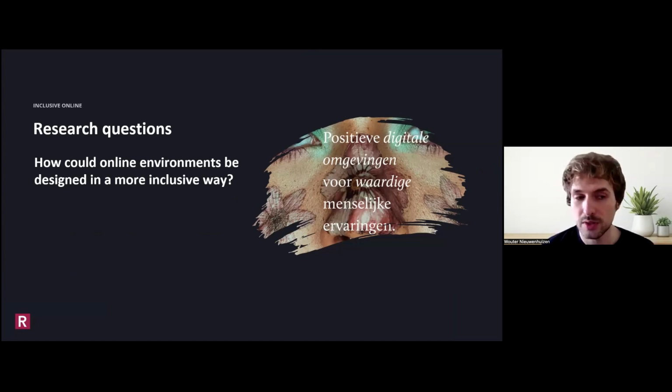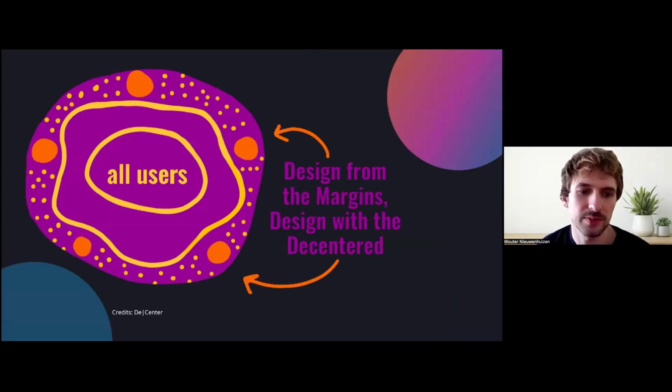So it's a really broad question, but it's a typical design research question because it assumes an intervention in the world. How could things get better? Like, what is the possibility for improvement in this space? And the methodology that we used, we based it on this theory called design from the margins.